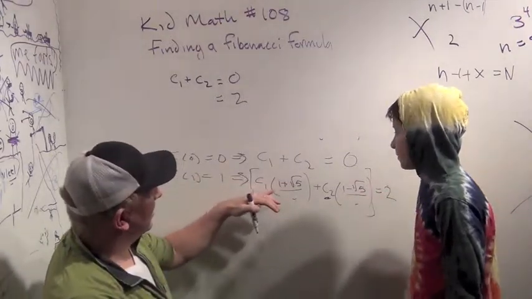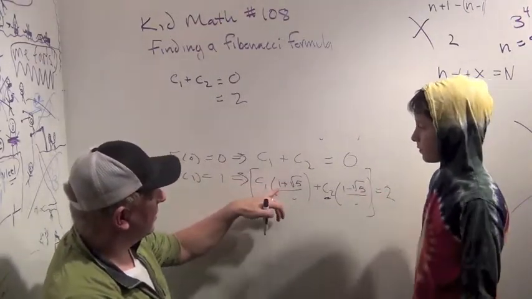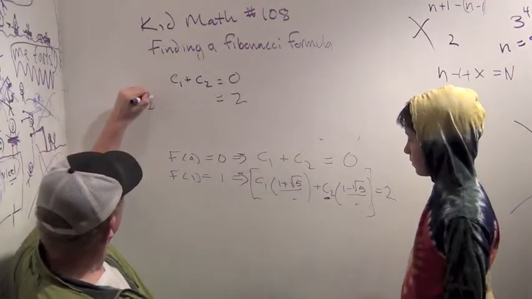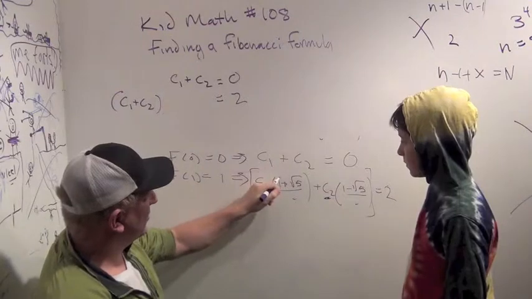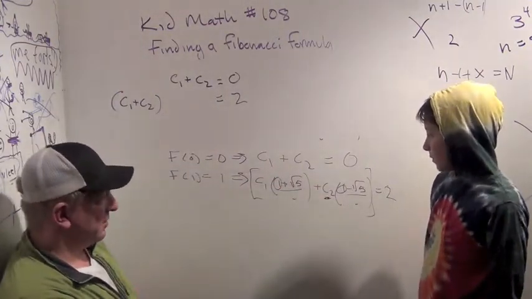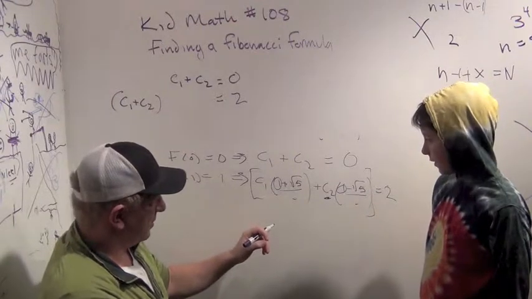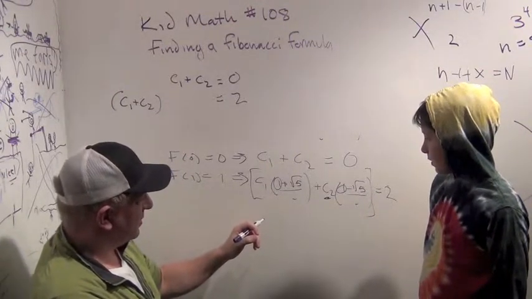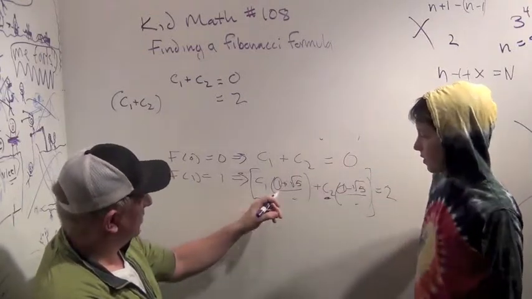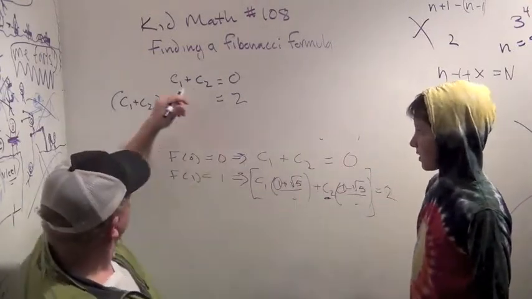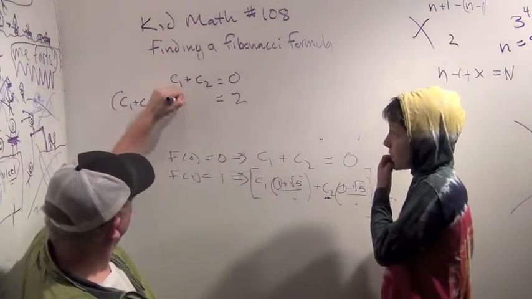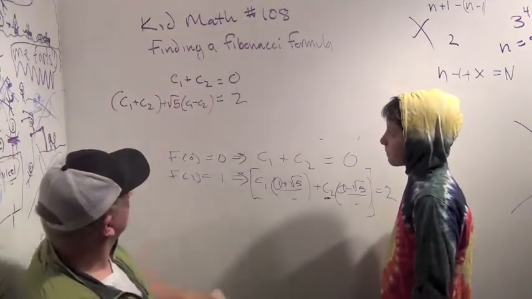Okay, look at the integers. C1 plus C2. Those come from the integers, this part and this part. And what about the non-integer part? Plus the square root of 5 and minus the square root of 5. And what are those multiplied by? Those are multiplied by C1 times the square root of 5 and C2 times minus the square root of 5. So I'm going to say square root of 5 times C1 minus C2.